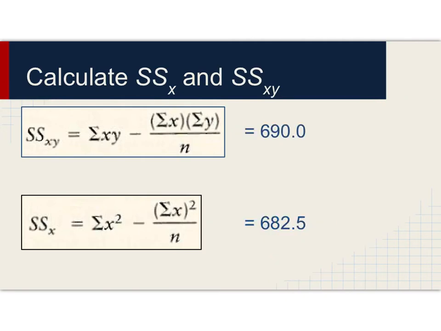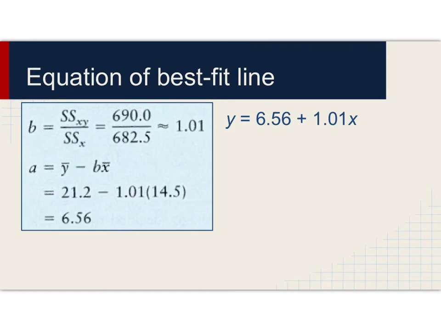So SSXY is 690, SSX is 682.5. We plug those into the formula for B, do the division, and we're getting a slope of just a hair over 1. It's about 1.01. We'll plug in X bar, 14.5, and Y bar, 21.2, and in order to find the value of A, we use the value of B. The value of A is 6.56.